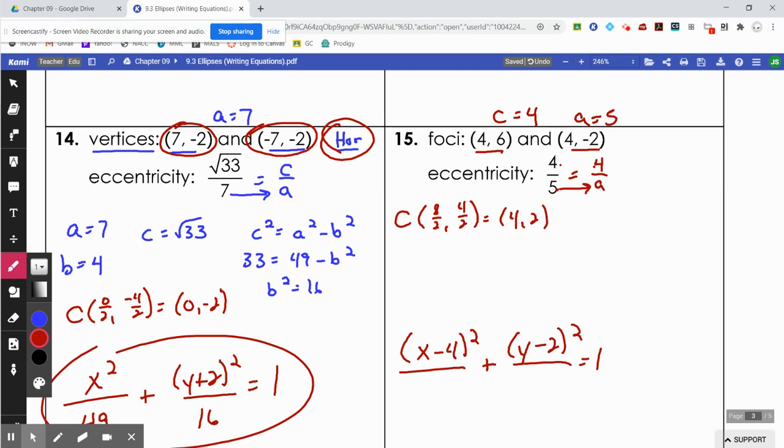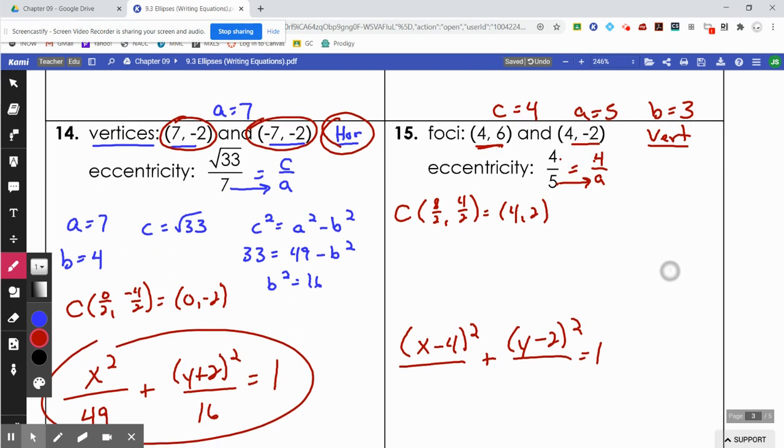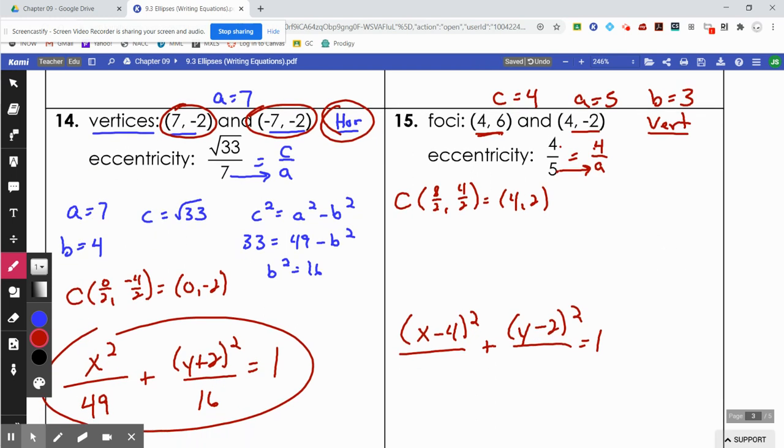Once you do c squared equals a squared minus b squared, that's going to tell you that you're going to have a b value of 3. And then the last thing to determine is, is this horizontal or vertical? The foci are at (4, 6) and (4, -2). Those are vertical of each other, above and below each other. The foci are on the major axis, so since it has a vertical major axis, this is a vertical ellipse. The larger a value is going to be under the y's. So therefore, a squared is under y, b squared is under x. There is your ellipse.